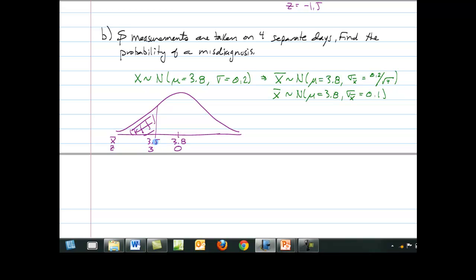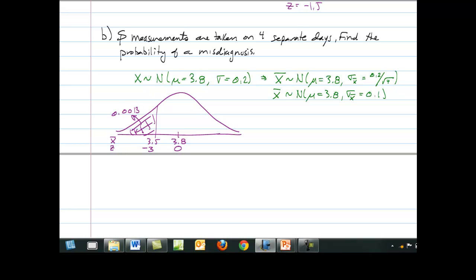Now don't confuse these scales. This is x bar and this is z. So now if you grab your graph, and this should be a -3, sorry. Now if you grab your normal tables and look up -3, I get for this particular area 0.0013, which is less than 1%.